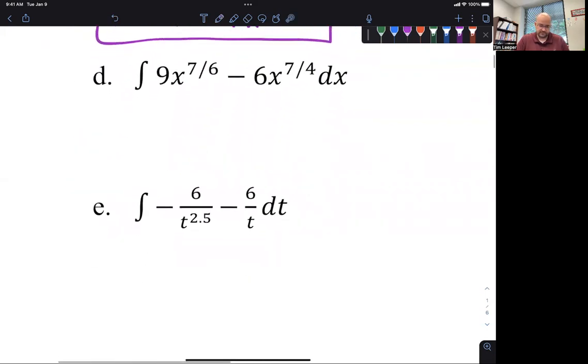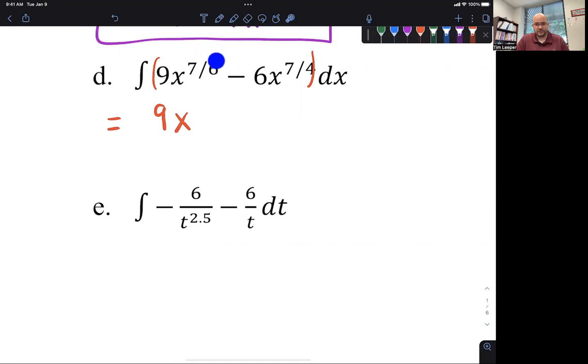Letter D is the integral of 9x to the 7 over 6 power minus 6x to the 7 over 4 power dx. To find this antiderivative, notice that we can go ahead and just use the power rule for each one of these. So I'm going to keep the 9 out front and then add 1 to the exponent. So 7 over 6 plus 1.